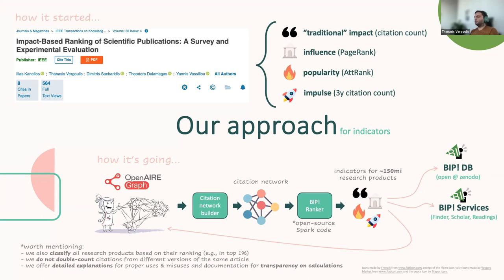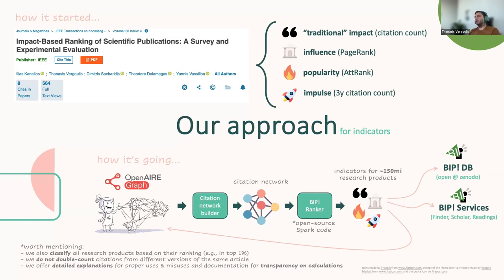Also, we make sure that we do not double count citations that are made from the same article, but from different versions. For example, if we have the preprint or multiple versions of a preprint of an article, we only count the citations once. We take advantage of the OpenAIRE deduplication algorithm to achieve this, and this is very important.